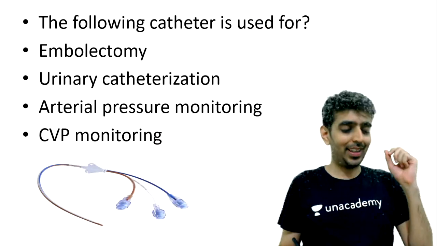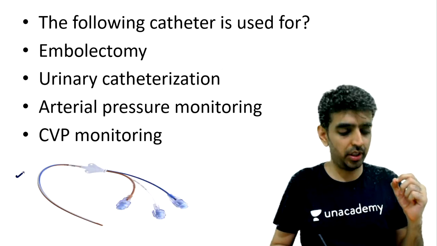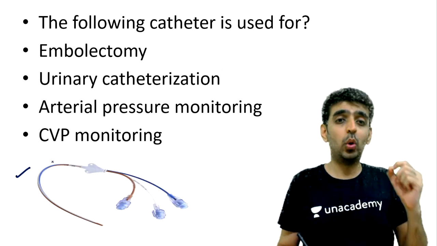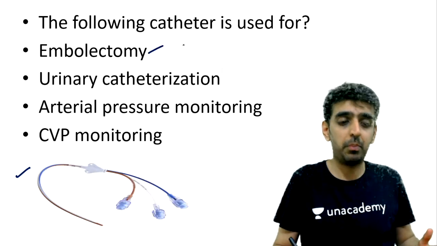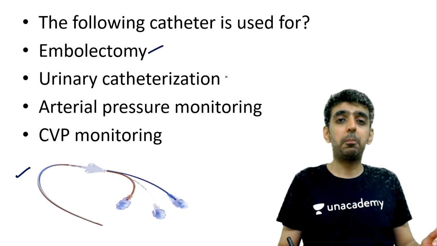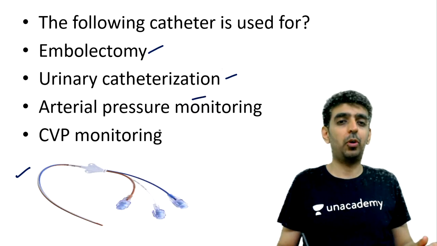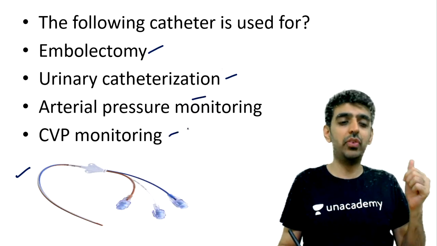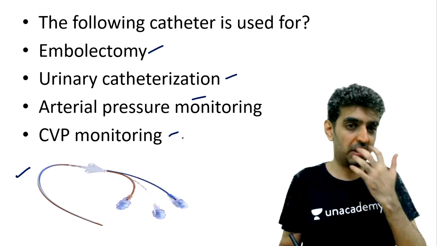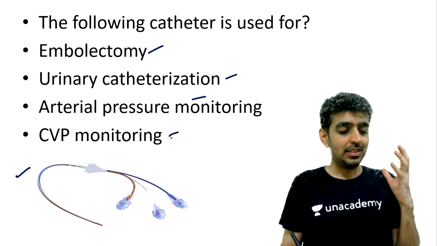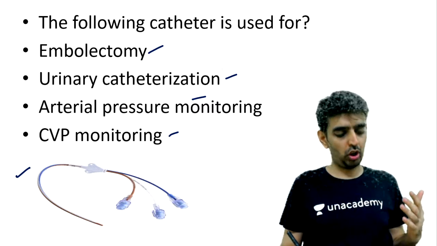The following catheter, as you can see in the figure in the lower end, is used for: option A, embolectomy; option B, urinary catheterization; option C, arterial pressure monitoring; or option D, CVP monitoring, central venous pressure monitoring. So the following catheter is used for which of the following?